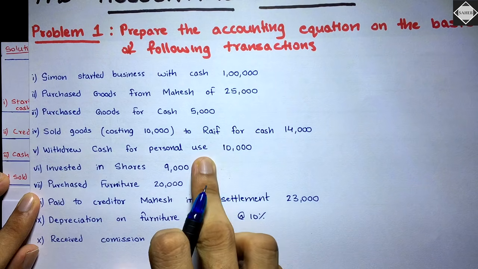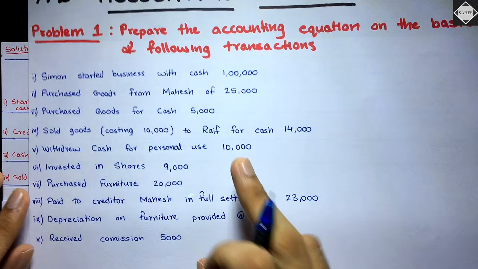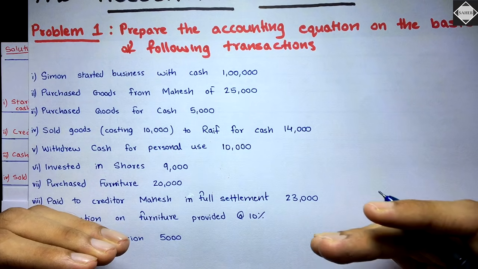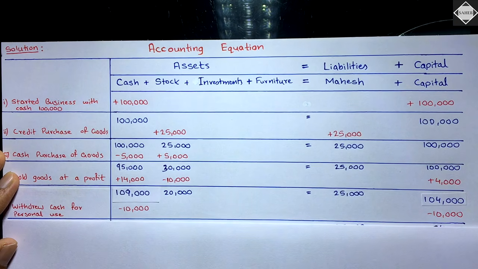See, withdrew cash for personal use 10,000. What is this? Drawings. What happens because of drawings? Cash reduces, capital also reduces. By how much? Here 10,000. So see here, it's very simple. Fifth transaction, withdrew cash for personal use 10,000. So minus 10 from cash, minus 10 from capital.